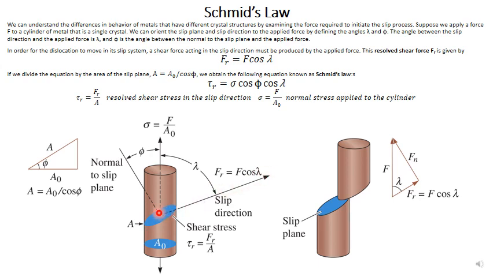The angle between the direction of slipping and the axial force is called lambda. And the angle between the normal on the slip plane and the axial force is called phi. Remember that phi plus lambda might equal 90 degrees, but it is not necessary that it equals 90 degrees.